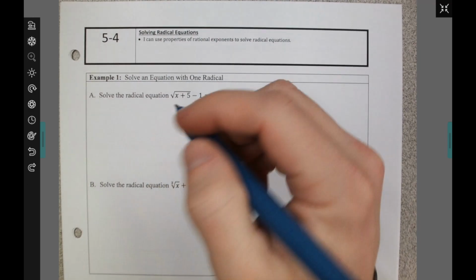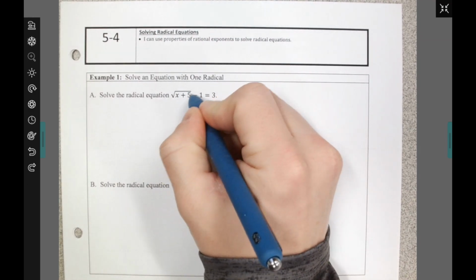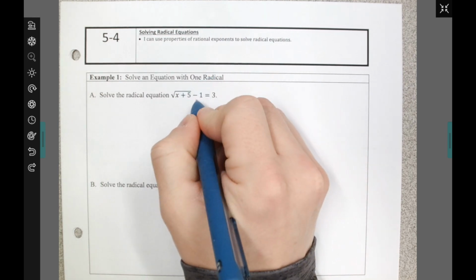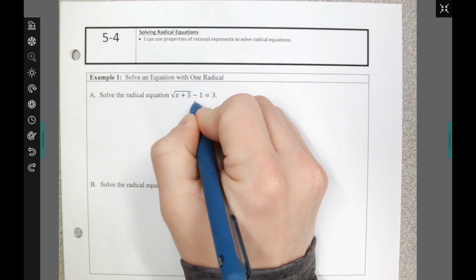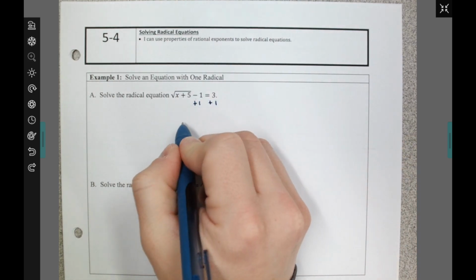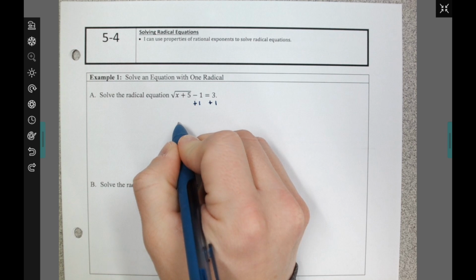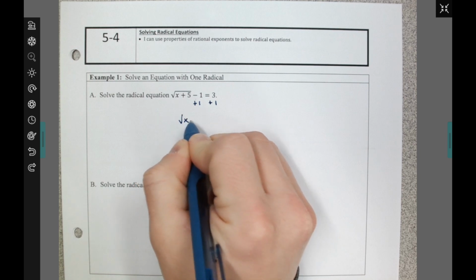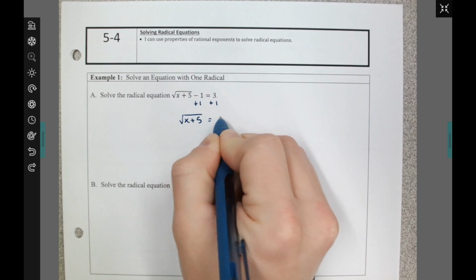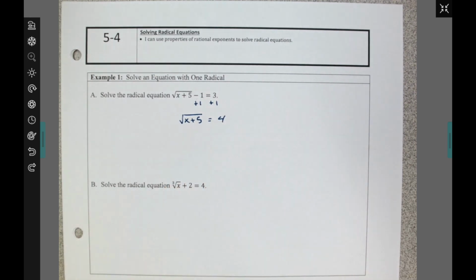So your steps here. First thing I want to do is get the actual radical by itself. In this case, I'm trying to get the square root by itself. That means I've got to move the -1 to the other side. Remember, whenever you go from one side to the other, go ahead and do the opposite. So instead of -1, add 1. Gives me the square root of x plus 5 equals 4.